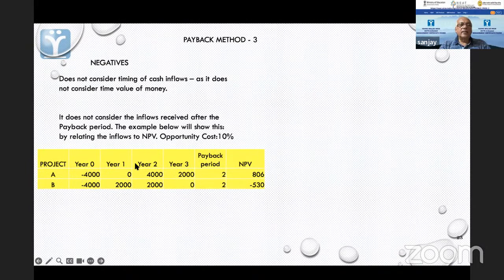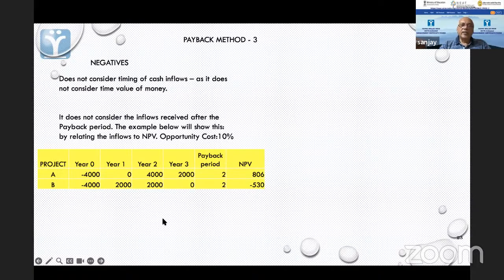Now, if you look at the life of the project and the amount of money that you'll get from it, you'll find that if I use NPV, I am going to get a more complete picture. For example, project A: I invest 4,000 in year 0. This is my year of investment. First year, I don't get anything. Second year, I get 4,000. Third year, I get 2,000. If I look at the traditional payback period, I'm getting this 4,000 back in the second year. So the payback period is 2. I'm not even considering this 2,000. But if I calculate the NPV for this, I get 806. That means the total of these two, discounted at 10%, is 4,806.